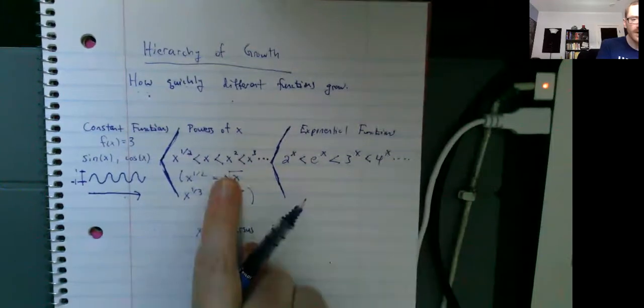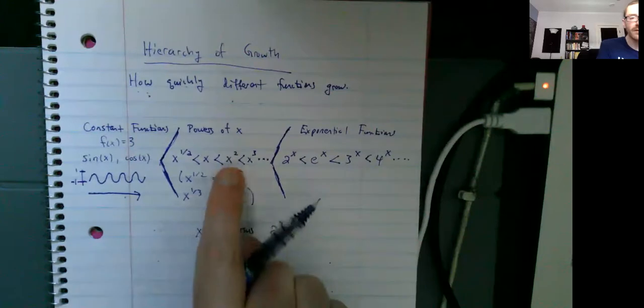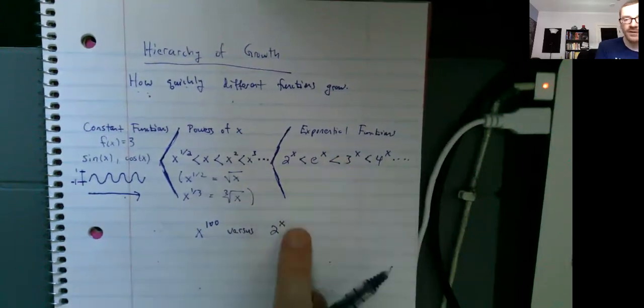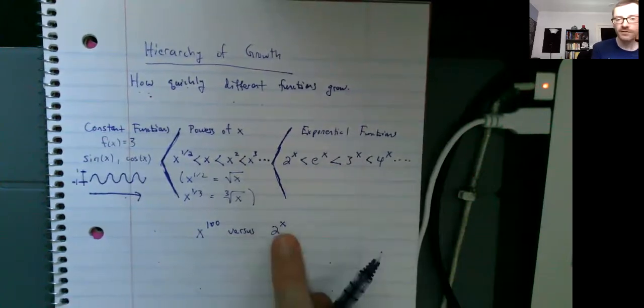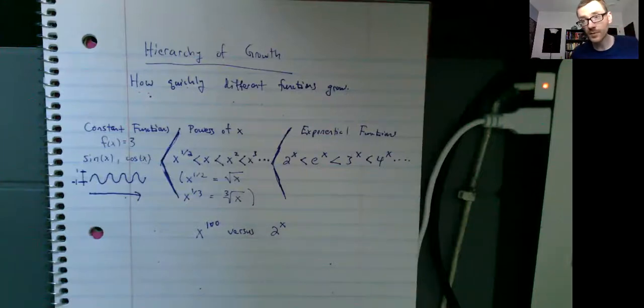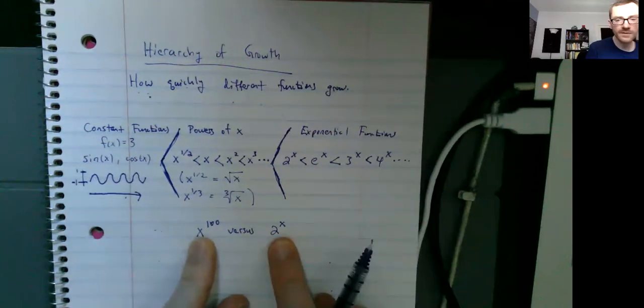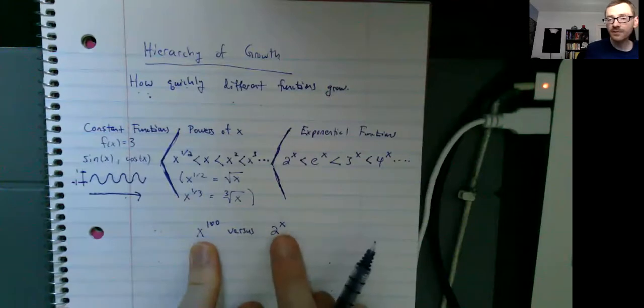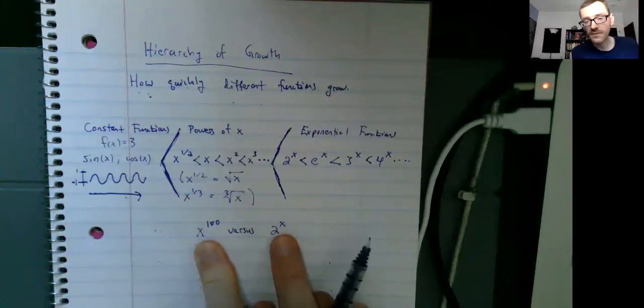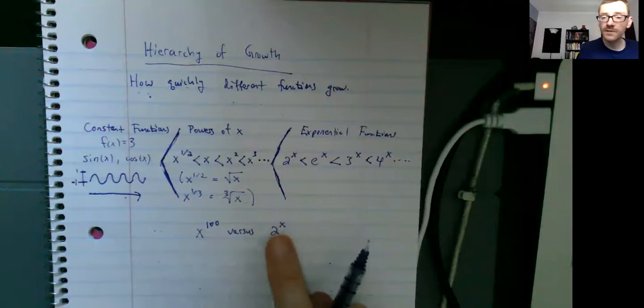So this function is from this category. It's a very fast growing member of this category. And 2 to the x is from this category. It's a very slow growing function from this category. Nevertheless, I claim that 2 to the x actually grows faster than x to the 100, eventually. If you compare the graphs of these two functions, for a very long time this function is actually going to be larger. But eventually this function will catch up. It'll take a long time, I don't know where. But eventually this function will catch up and outpace this one.